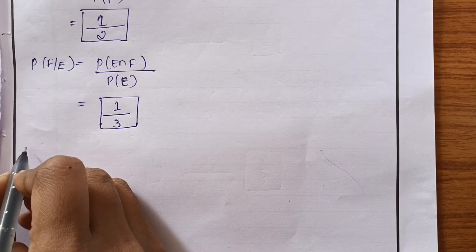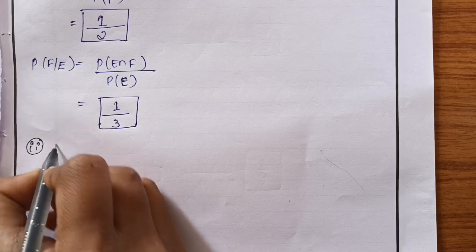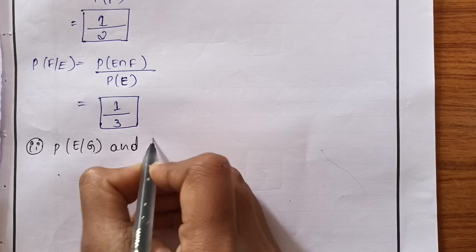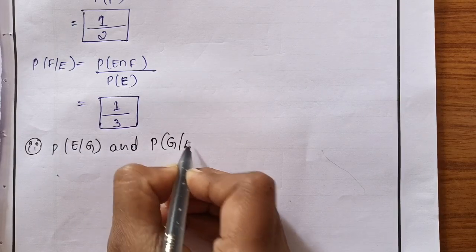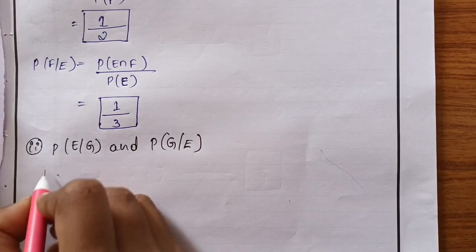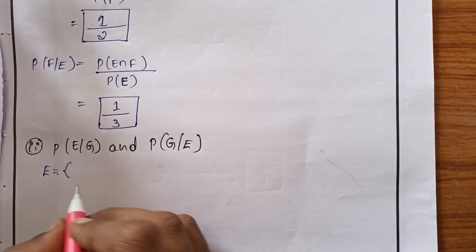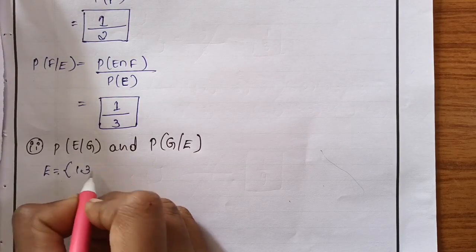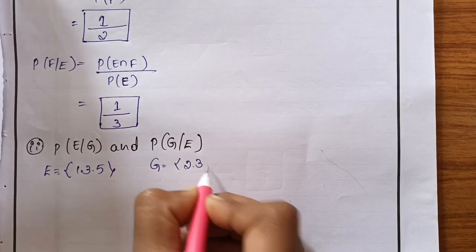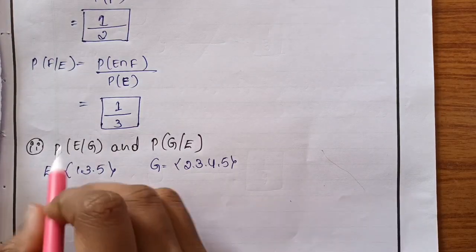What is the second question? Second question is probability of E by G and find out the probability of G by E. We write E elements and G elements. What is the E elements? 1, 3, 5 and G elements are 2, 3, 4 and 5. So we find out the probability of E by G formula.